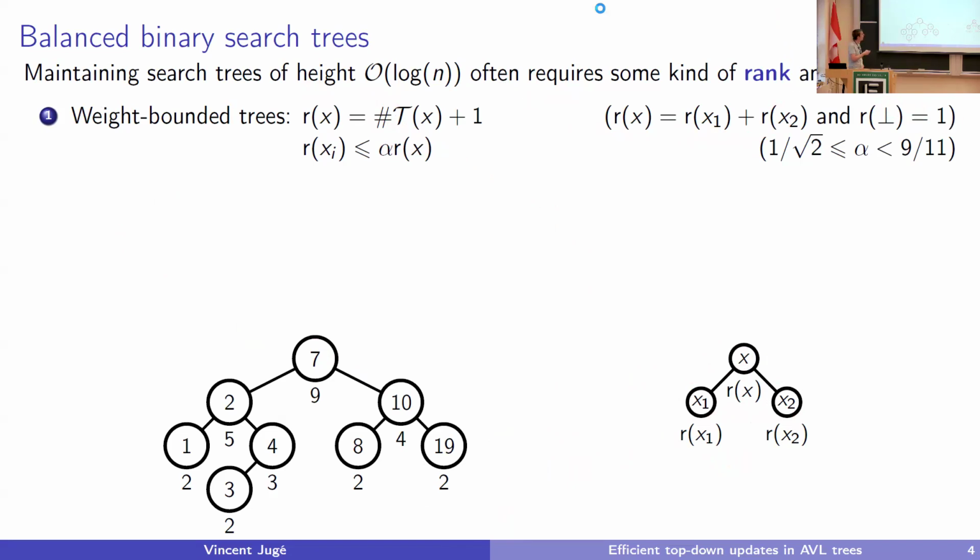Now, this is the definition of the rank, and the definition of the balance I want to enforce to make sure that my tree will have logarithmic height is that the rank of any child of node X must not be too large compared to the rank of X itself. So let's say it must be at most alpha times the rank of X. And we have good algorithms when alpha is a real parameter between 1 over square root of 2 and 9/11. We could have it also for alpha larger than this, but it results in less efficient algorithms and less efficient trees, so we'll not bother. So this is one family of trees that was invented like 50 years ago.